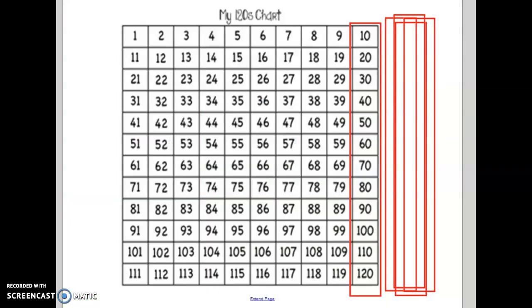Very. We are counting by tens today. Here we go. 10, 20, 30, 40, 50, 60, 70, 80, 90, 100, 110, 120.